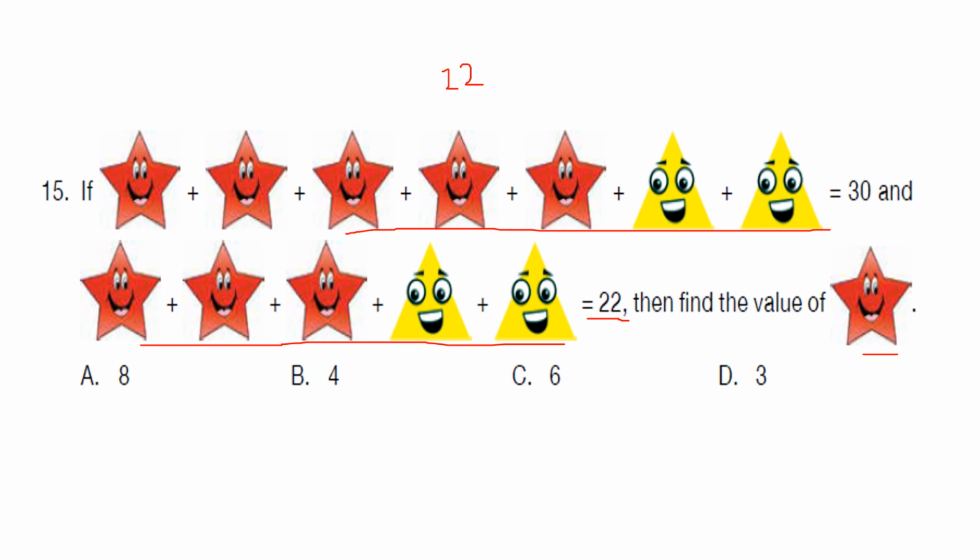So 2 star plus 22 equals 30. That means 2 stars equals 30 minus 22. This is 8. When 2 stars are 8, then 1 star is 4. 1 star is 8 divided by 2, and that is 4. So our answer is option B.